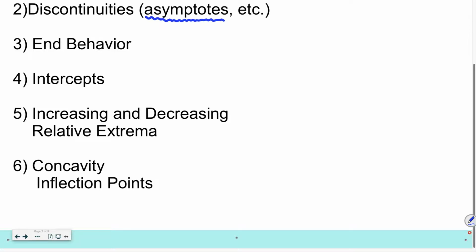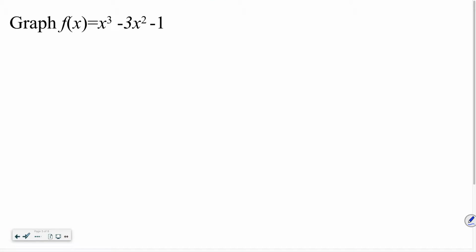Okay? So we're going to start off simple. I'm going to give you a polynomial because we know that those derivatives are nice to work with. I also know the algebra is nice too. Okay? What's the domain of any polynomial function? All real numbers.